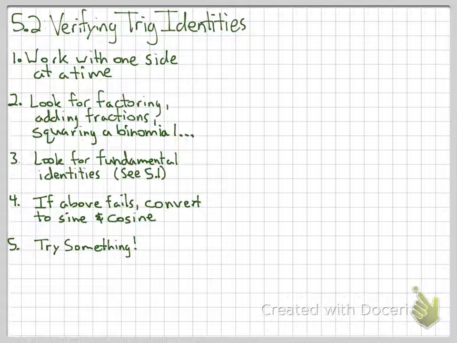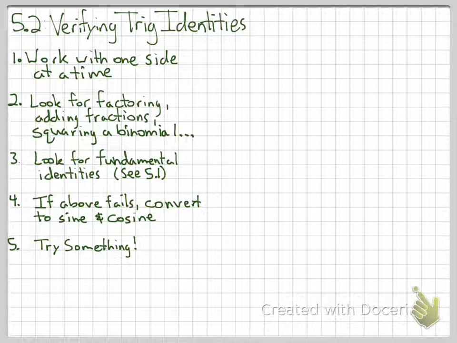For section 5.2, we're looking at verifying trig identities, and this is a continuation of section 5.1. We have a list of steps that we can use as we go through and verify these identities. First thing is to work with one side at a time. We're going to get two expressions on either side of the equal sign. Usually we want to pick one and simplify as we go.